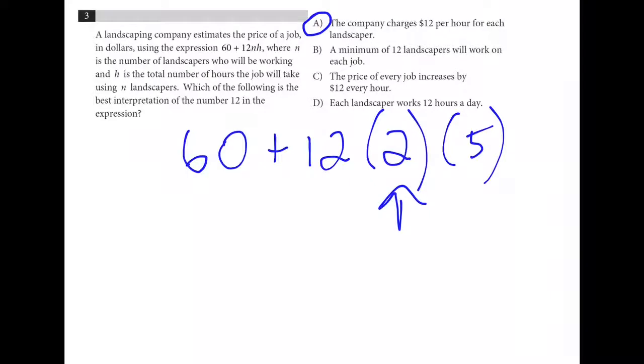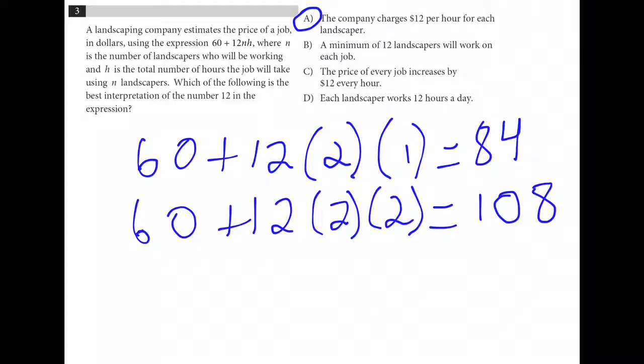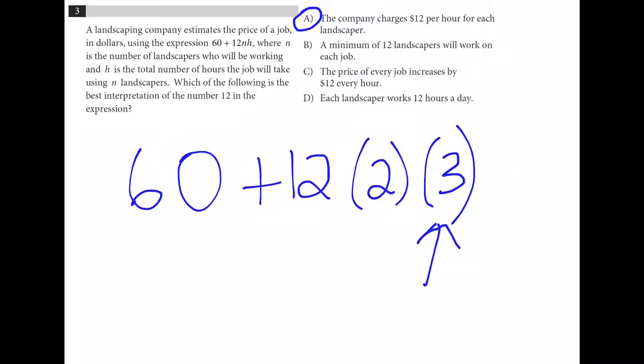Or for choice C, here is how the equation would look with 2 landscapers, which is emphasized here, and the hour increases from 1 to 2. And we'll see that the price does not increase $12 just because we increase the hour by 1. For D, here's one example where 2 workers work for 3 hours. This variable h, we can plug in any number we want, doesn't have to be 12.